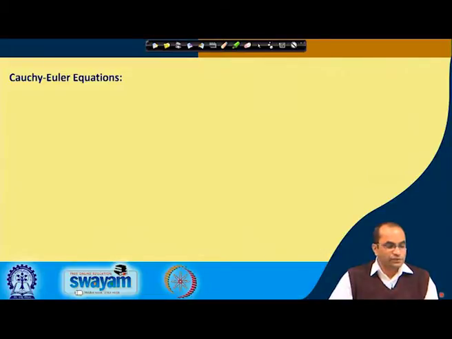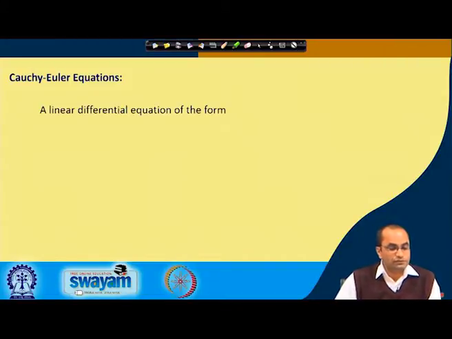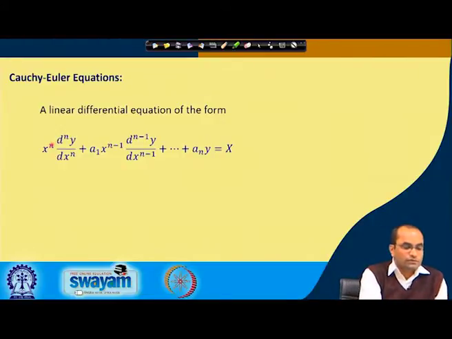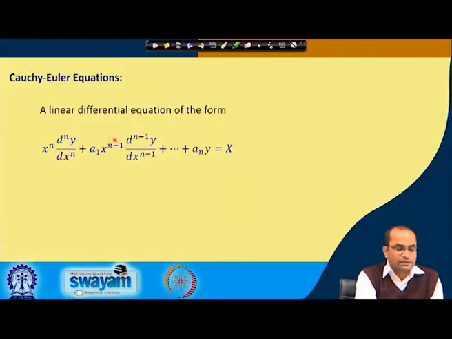So, here the Cauchy-Euler equations are the equations with non-constant coefficients. So far we have learned the linear differential equations with constant coefficients. So, this is one special kind of equation with non-constant coefficients. Like here we see x power n is coming, and then x power n minus 1 is coming with the n minus 1th derivative and so on.